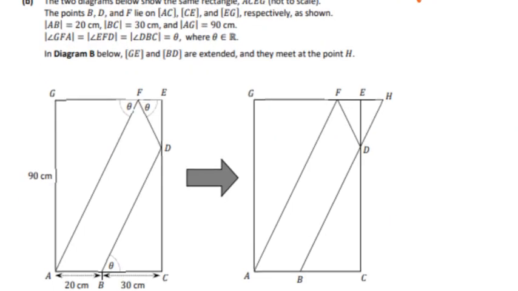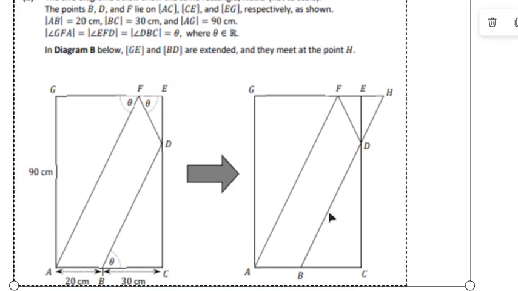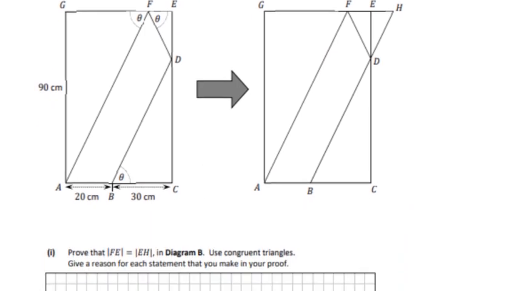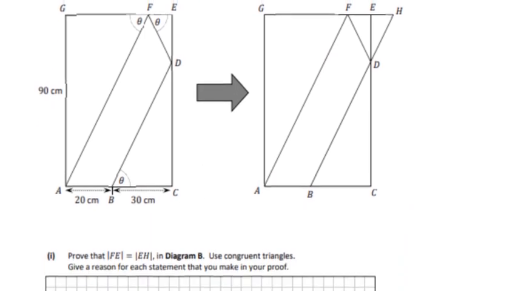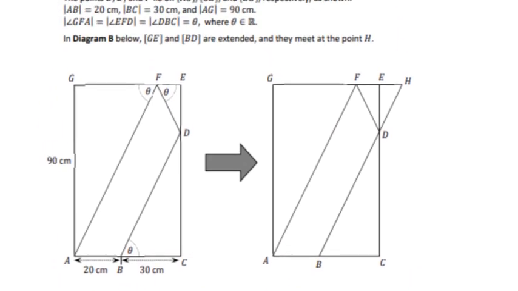Right, so part B then. We have to prove that EF is equal to EH. So EF is here, and then EH is here. All we're going to do is prove that this triangle and this triangle, you can see where I'm pointing anyway, are congruent to each other. If they're congruent, then that statement has to be true: EF has to be equal to EH.